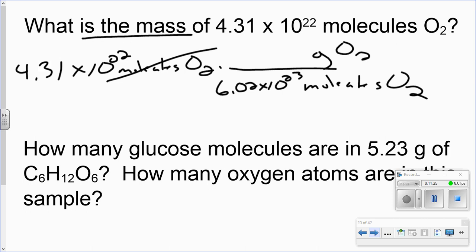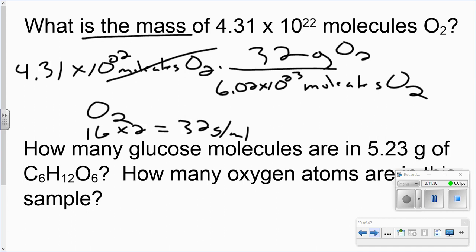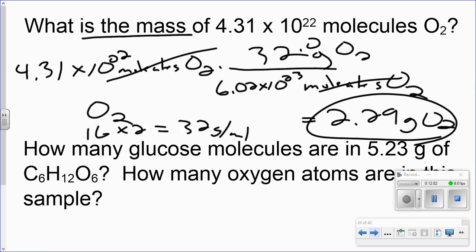What number goes with grams? You need a periodic table. If you look up oxygen, it's 16. But there are 2 of them, so you need 32 grams per mole. Be careful on that. So take 4.31 times 10, that's second function EE, 22, times 32, press equals. Don't forget to press equals. Divide by 6.02 times 10 to the 23rd. You end up with 2.29 as the correct answer. 2.29 grams of O2.